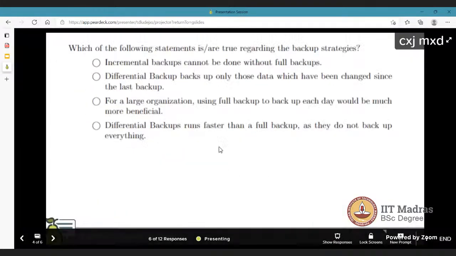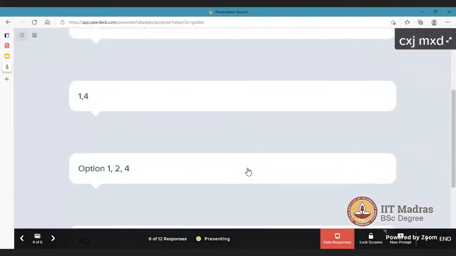I guess, ma'am, this is the definition of incremental backup. Exactly, right. Differential backup basically backs up the data which has been changed since the last full backup. Please remember, full backup, not the last backup. So that is not a correct statement. The correct statement is that incremental backups cannot be done without a full backup. And the last, that differential backup runs faster than a full backup as they do not back up everything. So does anybody have any doubt in this question?